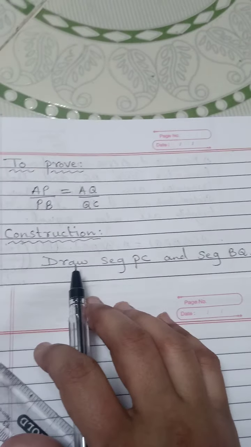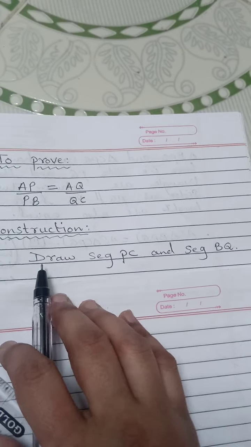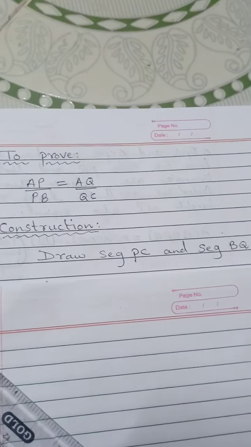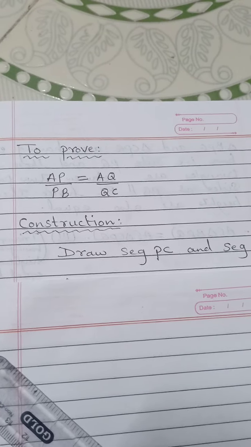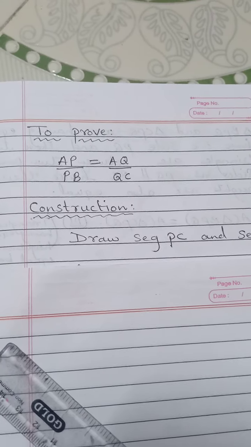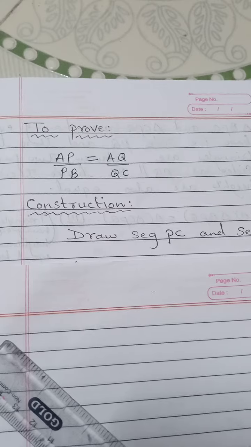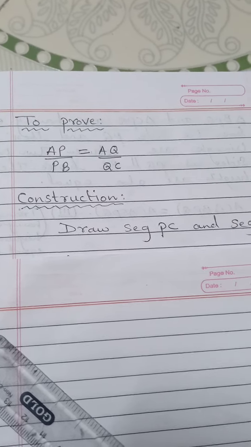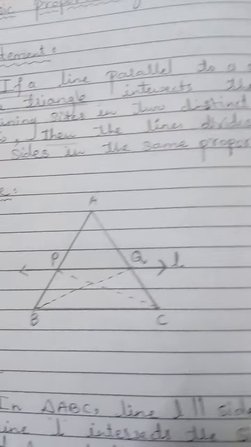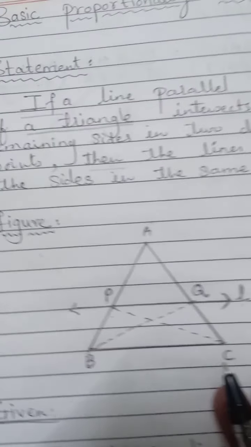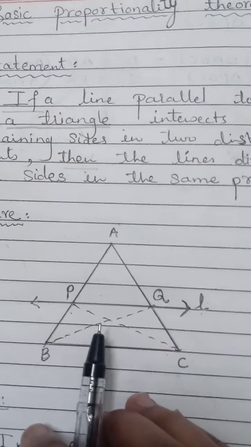I have shown you how we have constructed, or we have joined, this segment. So we have completed our next step, that is construction. Now our body of the theorem, that is the proof, will start. Okay, so first of all, here we have to take the pairs of triangles.